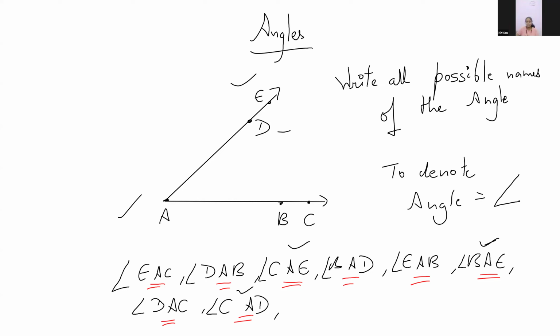Okay, guys. So A should always come. Ma'am, how are all the combinations made, ma'am? How are the combinations made? Okay. So, Abraham, we take the name of the ray, plus we take the name of the initial point or vertex, plus the name of the ray.